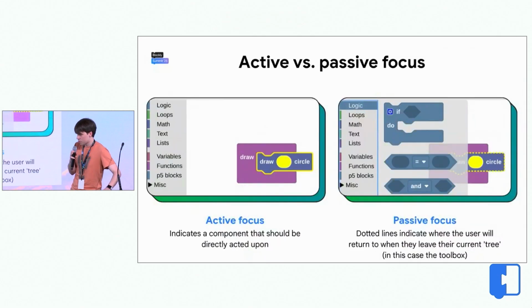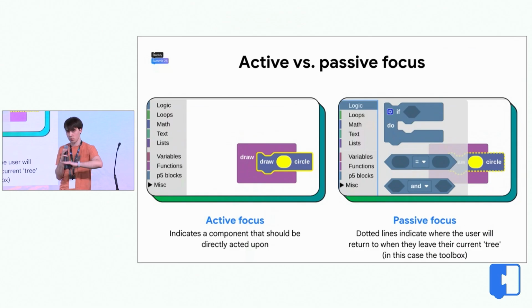So this visual is meant to better explain focus types. On the left, as you saw in Christopher's demo, when something is actively focused, it gets this full filled border. But when it's passively focused, it gets a dotted line border on the right. This is because the context is switched. In the left image, the context is the workspace, but in the right image, the context is the toolbox. And so we're providing a visual indicator of where you're returning to.